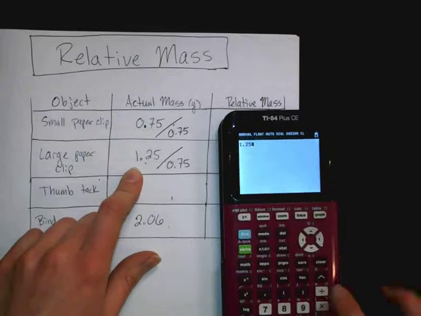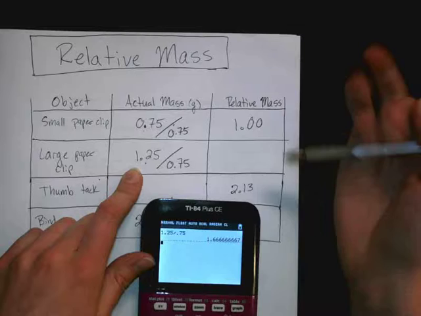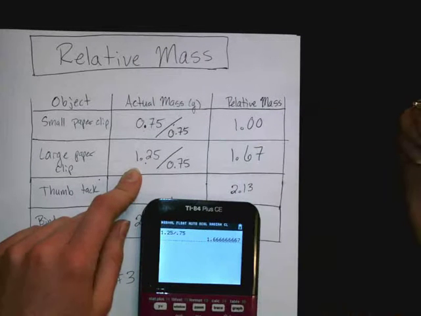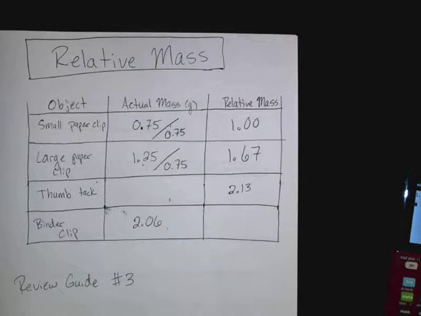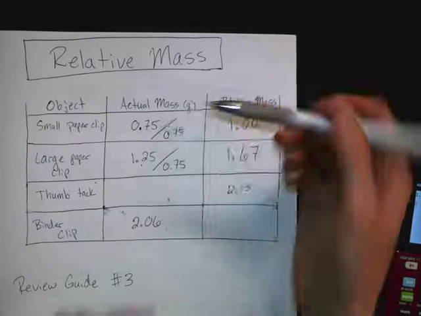can you see that okay? Divided by 0.75 gives me a relative mass of 1.666. So that is my relative mass here, 1.66, and I can round that to 1.67. In all of these cases, I'm dividing by the smallest mass, which was my 0.75 for my small paperclip.